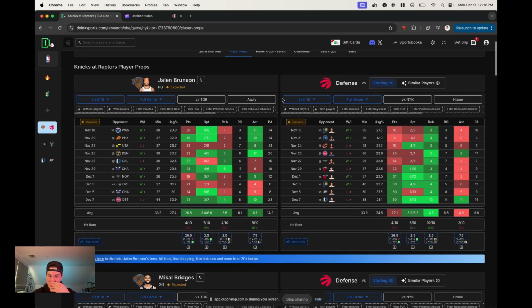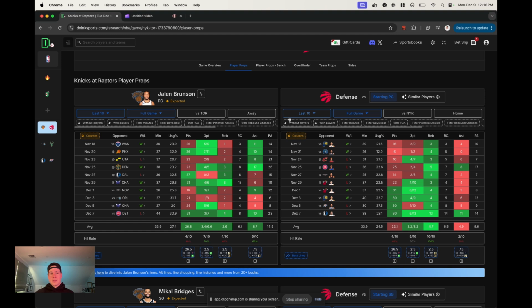Anyways, so diving into Jalen Brunson's lines and stats. Generally speaking, what we're looking for is alignment on the left and the right side, meaning overwhelmingly green on both the right and the left side, meaning maybe the over looks interesting, or overwhelmingly red on the right and the left side, which indicates that maybe the under is something that's interesting to look at.